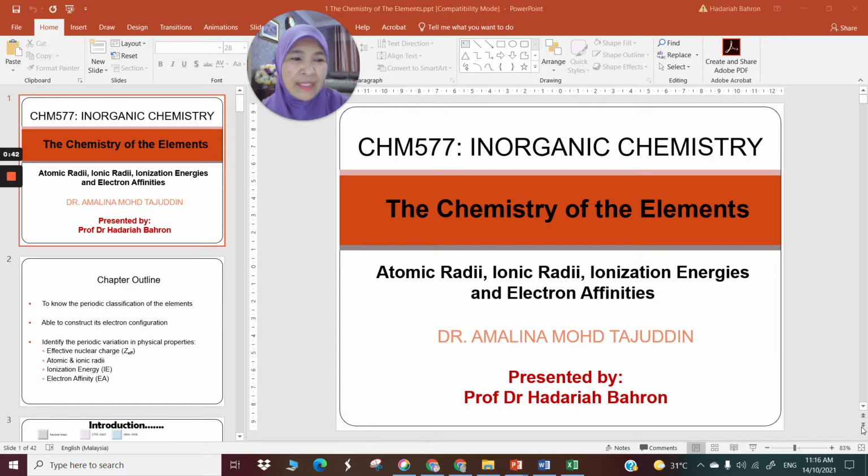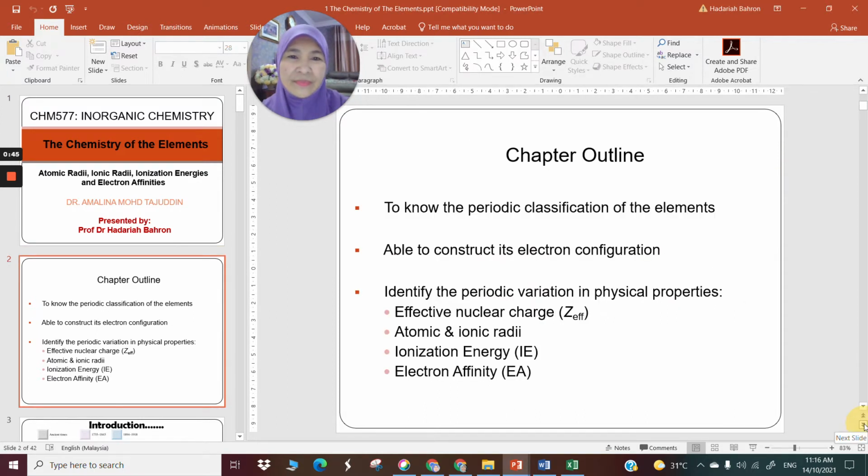So as a chapter outline, today we're going to learn how the periodic classification of elements come about, and students are going to be able to construct the electronic configuration of all the elements in the periodic table, and students are going to be able to identify the periodic variation in the physical properties of elements in the periodic table, which are the effective nuclear charge, which is Zeff, the ionic and atomic radii, ionization energy, and electron affinity.